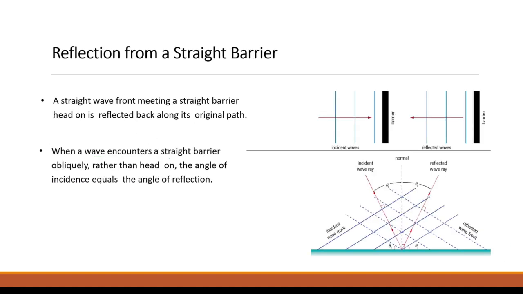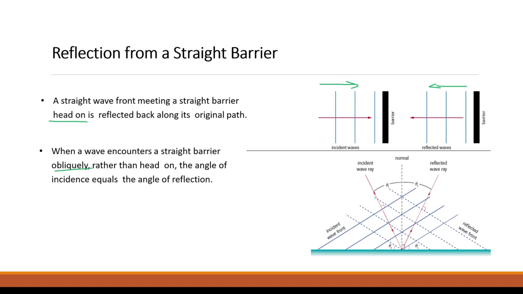And so we have an example of when a straight wave front meets a straight barrier head on, it's reflected back right along its original path. So right against the barrier, comes right back perfectly reflected. However, when a wave encounters a straight barrier obliquely, kind of diagonally, rather than head-on, the angle of incidence still equals the angle of reflection.